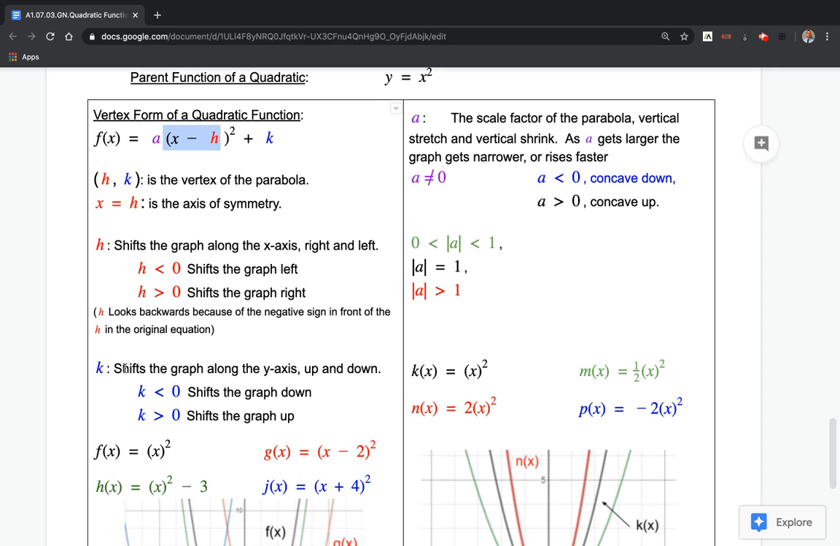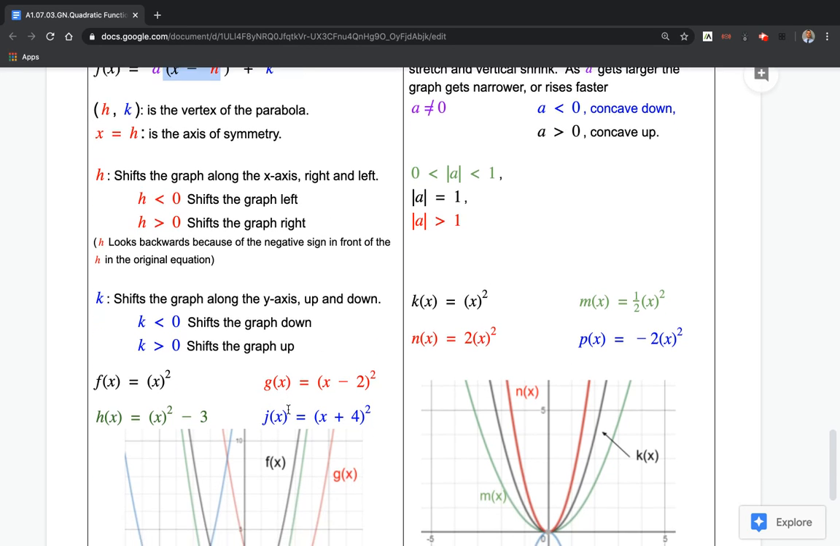The k is straightforward. The k shifts the graph up and down. So if k is less than 0, it shifts the graph down. If k is greater than 0, it shifts the graph up. Let's take a look at a couple examples.